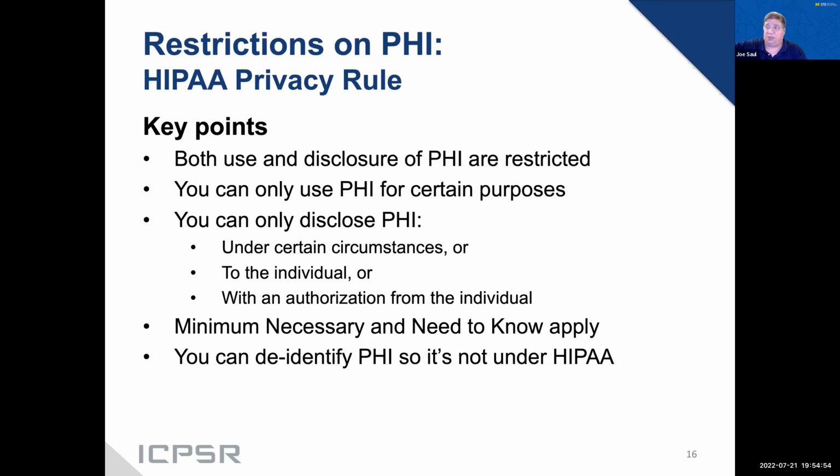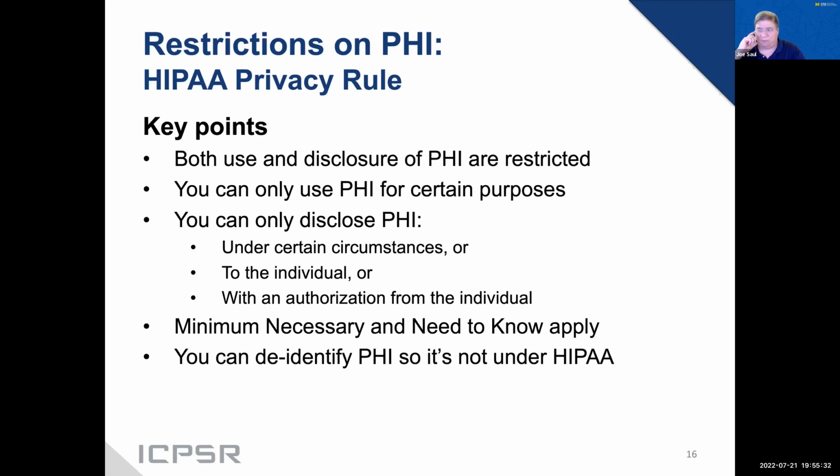Use and disclosure of PHI are restricted. Use means something the organization that holds the PHI wants to do with it. Disclosure means giving it to another organization. That's a key point. Just because you can have PHI doesn't mean you can do what you want with it, right? Both the having it and the purpose you want to use it for have to be permissible. You can only disclose it under certain circumstances or to the individual or with an authorization they give you.